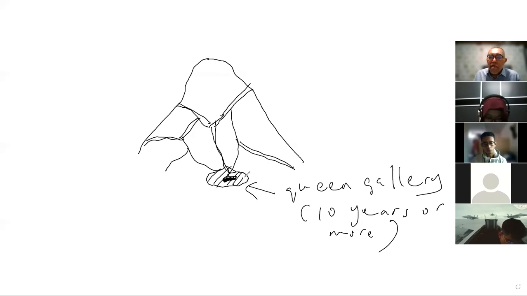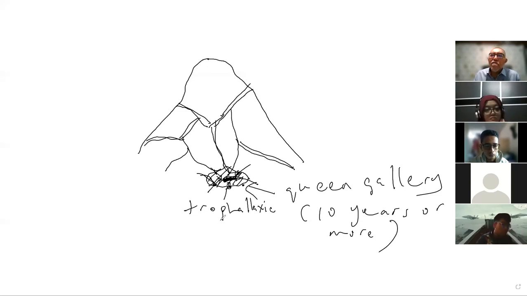And it is very hard. It is very hard, and there are holes throughout for the entrance of workers, okay, and soldiers and so on and so forth. This is where trophallaxis takes place.